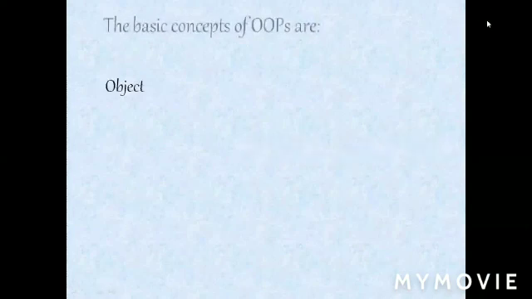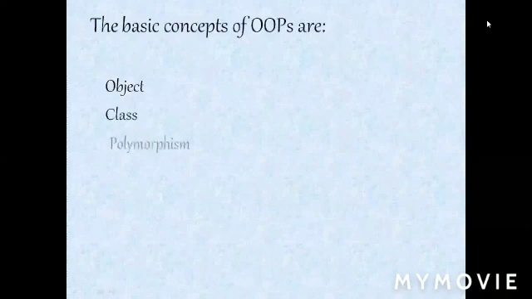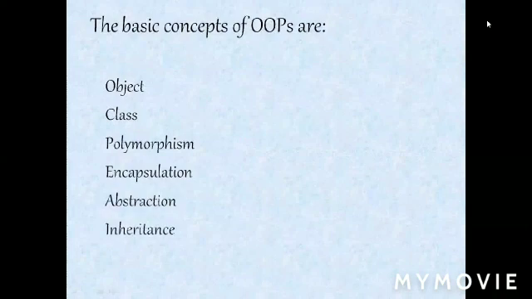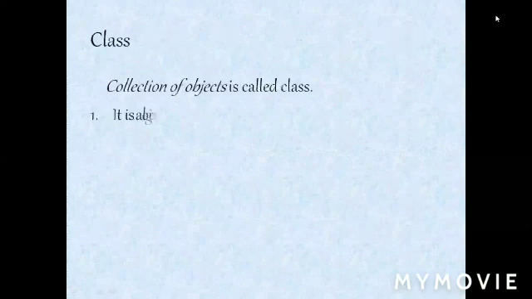The basic concepts of OOPS are object, class, polymorphism, encapsulation, abstraction, and inheritance. So now let us discuss what a class is. A collection of objects is called a class. It is a logical entity.